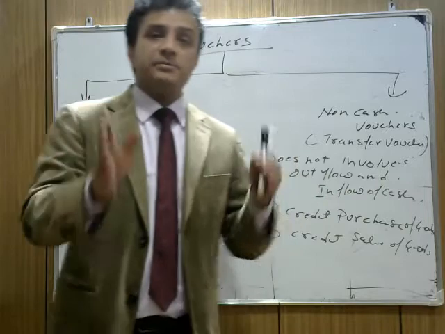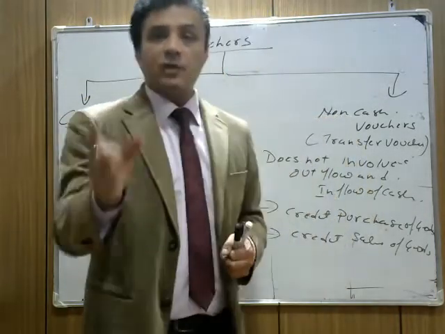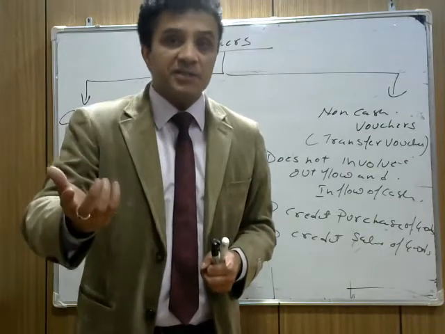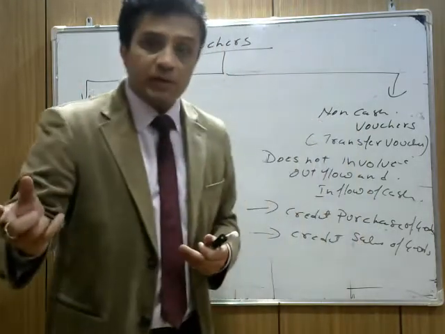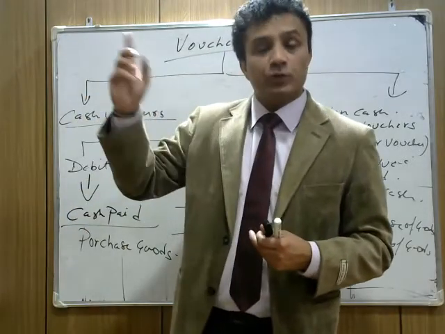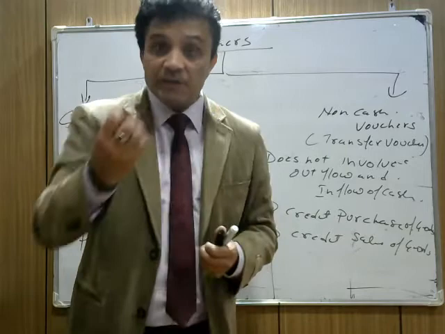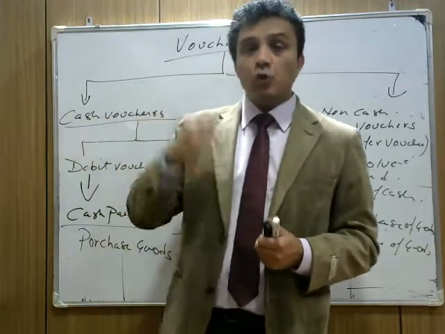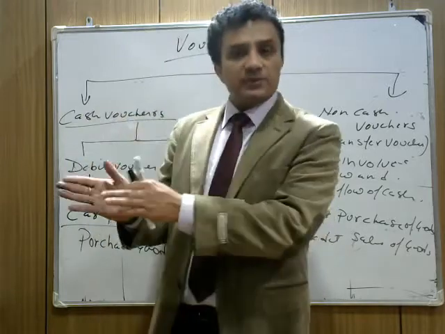Cash vouchers, as the name suggests, are vouchers prepared for transactions involving cash. A debit voucher is prepared when you pay cash, when you pay expenses in cash, when you purchase goods on cash, when you pay the money to creditors. Credit vouchers are involved when we receive cash, when we sold goods on cash, when we receive money from debtors.